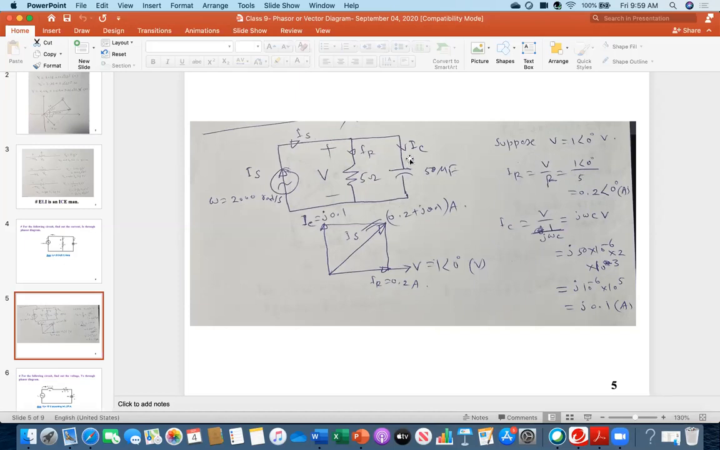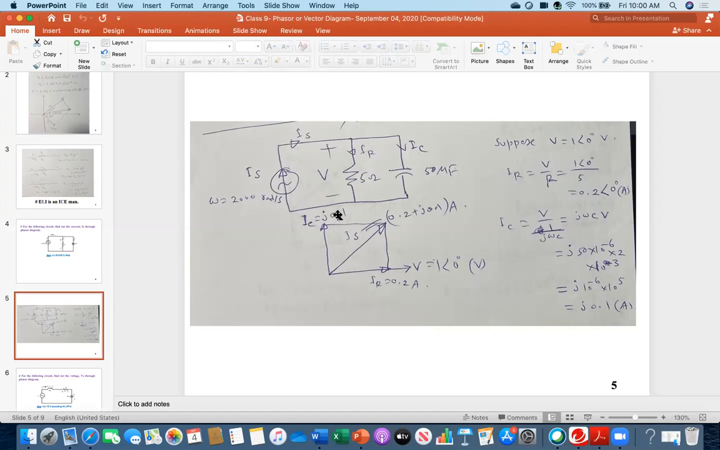And then what is my IC? You know that IC means voltage over minus JXC. But then I took the J in the denominator, 1 over J omega C. Then J omega C is going in the numerator. So J omega C V. And then this omega value was, I think, 2000 radian per second, 2 multiplied by 10 to the power 3. Capacitor was 50 microfarad, 50 multiplied by 10 to the power minus 6. So I got J 0.1. So accordingly, I put those magnitudes here.